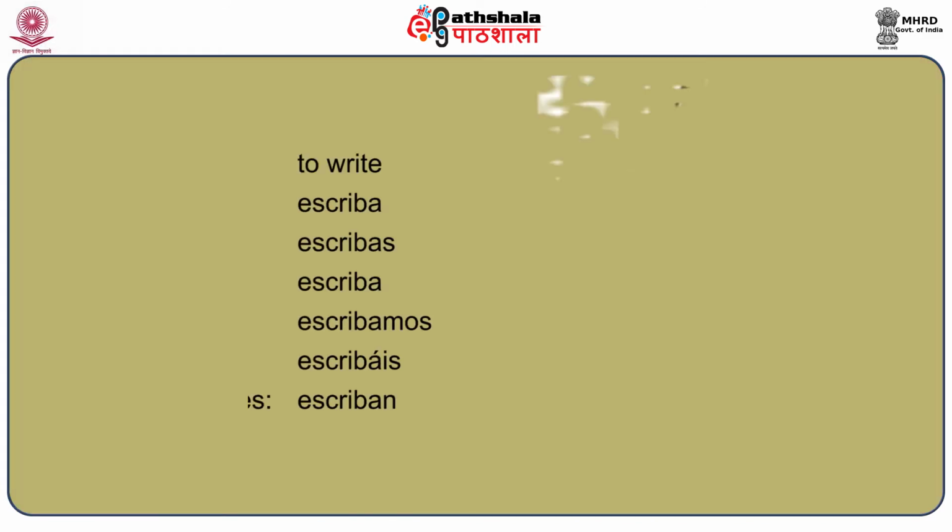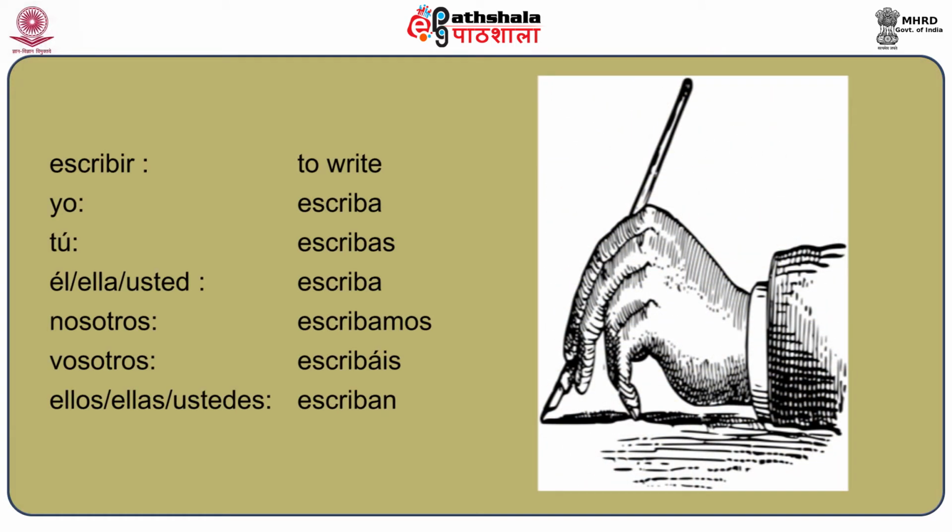Let us take up some more examples of the verb endings in IR. For example, the verb escribir, which means to write. Yo escriba, tú escribas, él, ella, usted escriba, nosotros escribamos, vosotros escribáis, ellos, ellas, ustedes escriban.